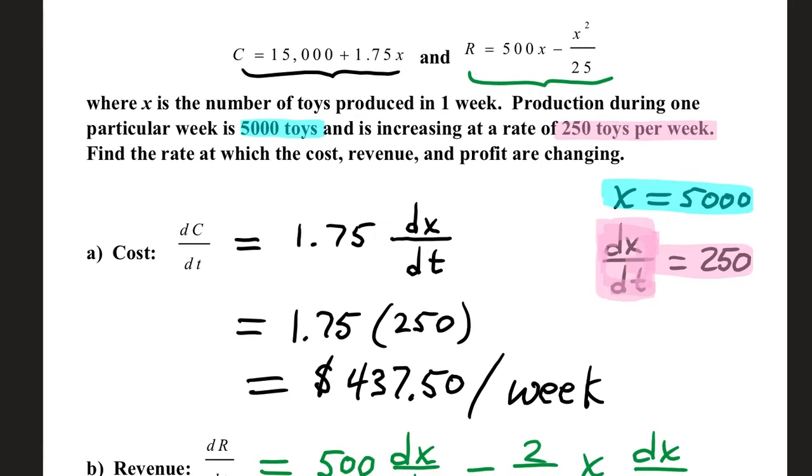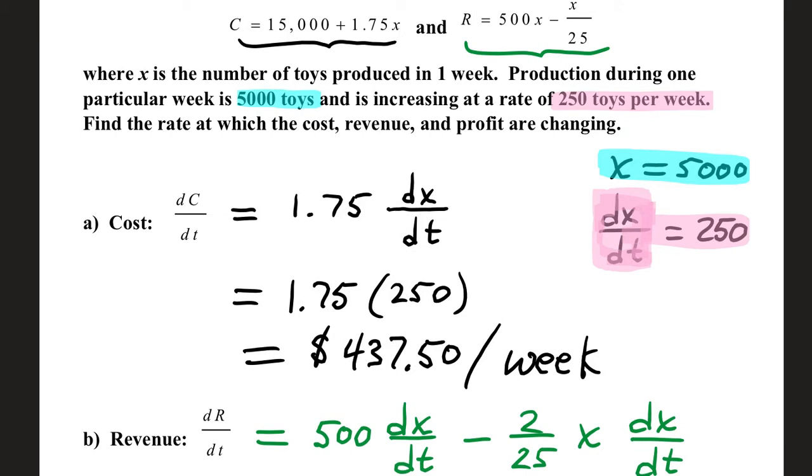So for our first part, the change in cost, we take the derivative of our cost function, that's the one on the left at the top of your screen. Because X also changes with time, we're going to have a dx dt differential. So taking the derivative of cost, the derivative of 15,000 is 0 because it's a constant. The derivative of 1.75x is 1.75. But because that term contains the variable x, we have to put dx over dt because x changes over time.